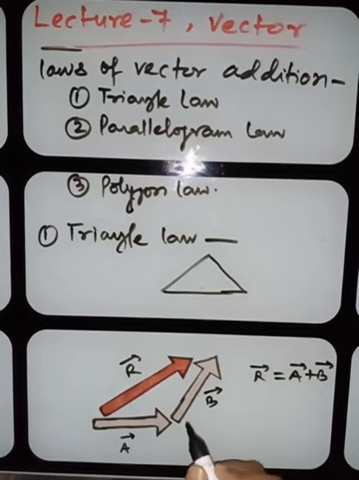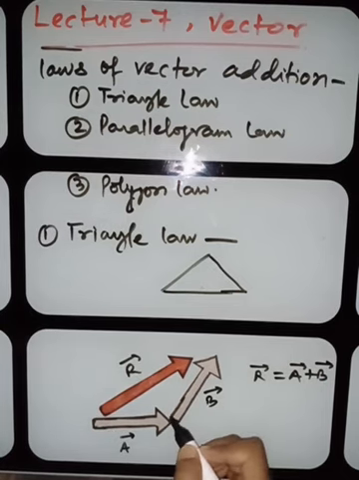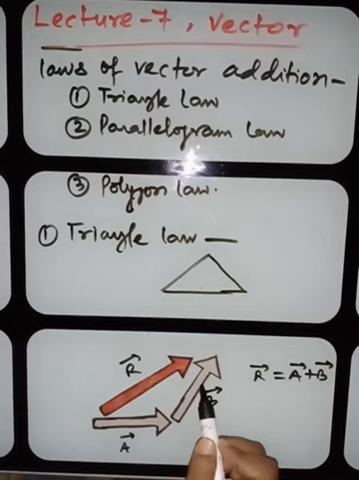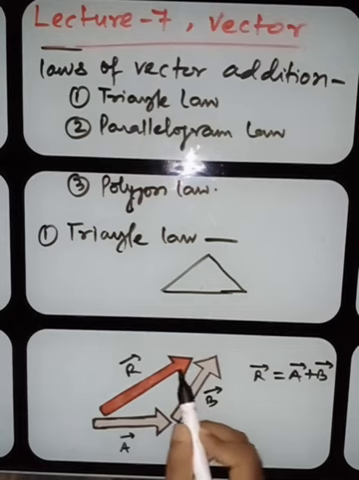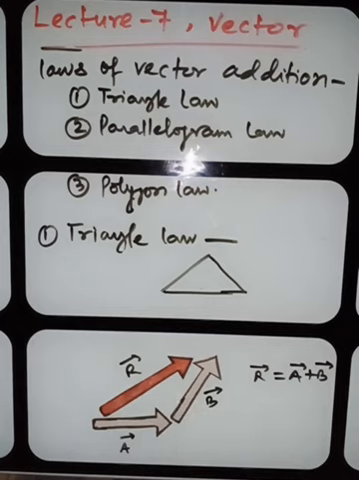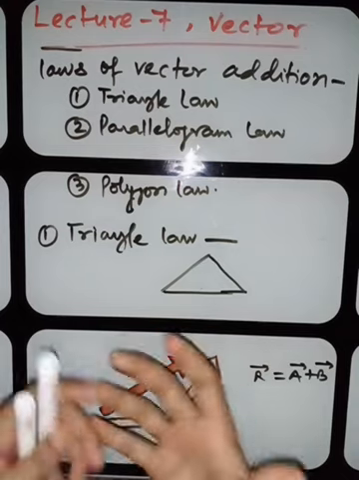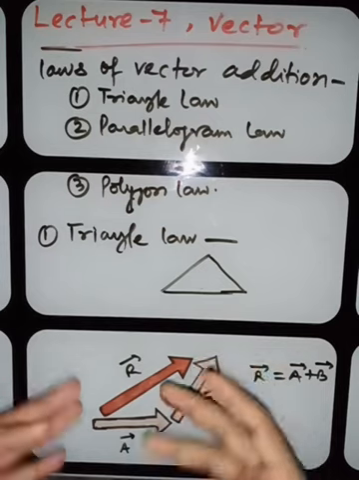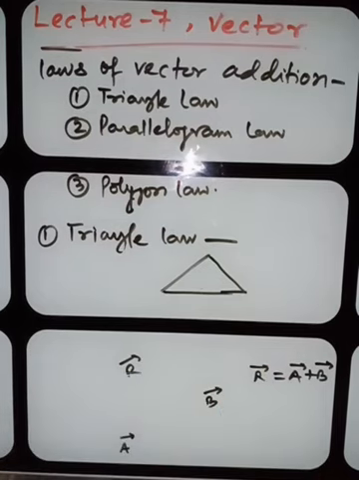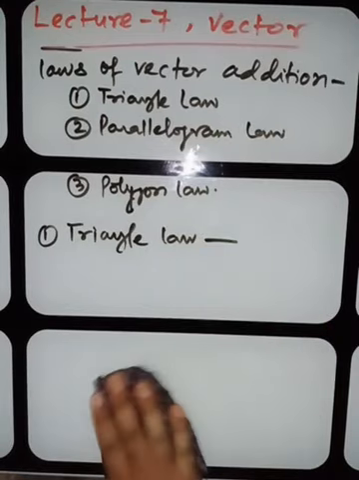And next, what is important to remember about the resultant? The head of the resultant must meet with the head of one vector. You can see both heads are at the same point. And the tail of the resultant must meet with the tail of the other vector. Now I am drawing a few vectors to explain the triangle law, and after that I will give you some questions for your practice.